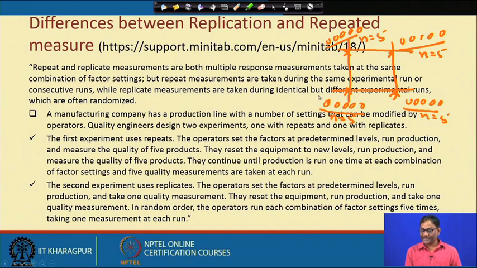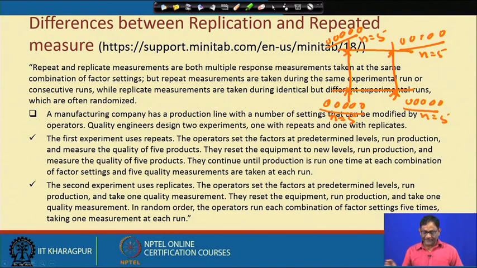While replicate measurements are taken during identical but different experimental runs, which are often randomized. If you randomize, the first run may be taken here, the second run may be taken here, maybe the 30th run, the 20th run again here. So, if you choose a setting and repeat the experimental run n times, that is repeat measurements. But if there will be 20 experimental runs at 4 different settings, and each run is randomized so that whenever you choose a setting it is based on the randomized scheme only, then this is replication.